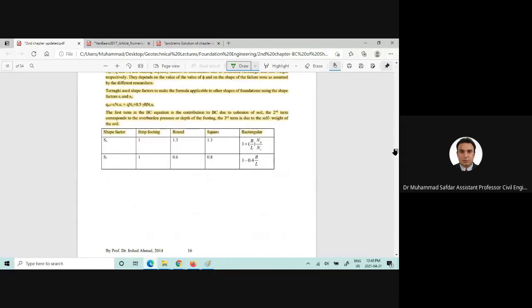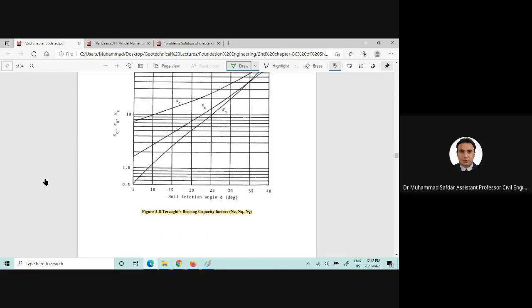Okay, let's start with this one. So it was a square footing. For square footing, you can clearly see that SC is 1.3 and S gamma is 0.8. The friction angle was 20 degrees. Now for 20 degrees, this is the value for NC, around about 18. And how much is the value for NQ here? It's around about 13, I guess.